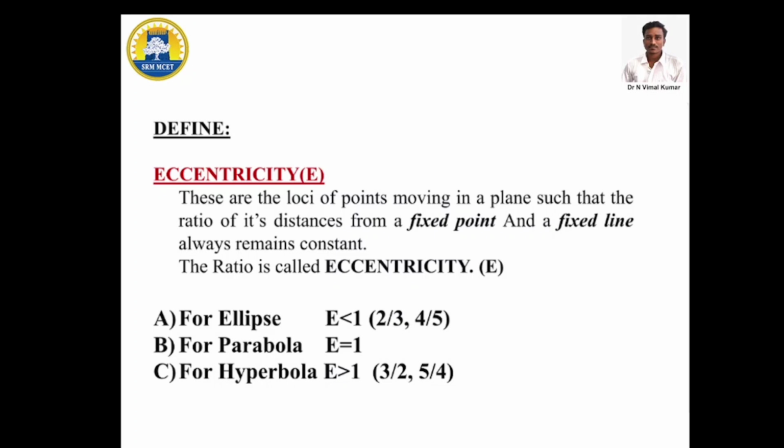It is called E. It is divided into three categories. For ellipse, E is less than 1, like 2 by 3 or 4 by 3. Finally, its value is less than 1. Second, for parabola, E is equal to 1. Third, for hyperbola, E is greater than 1, for example 3 by 2 or 5 by 4. The value is greater than 1.